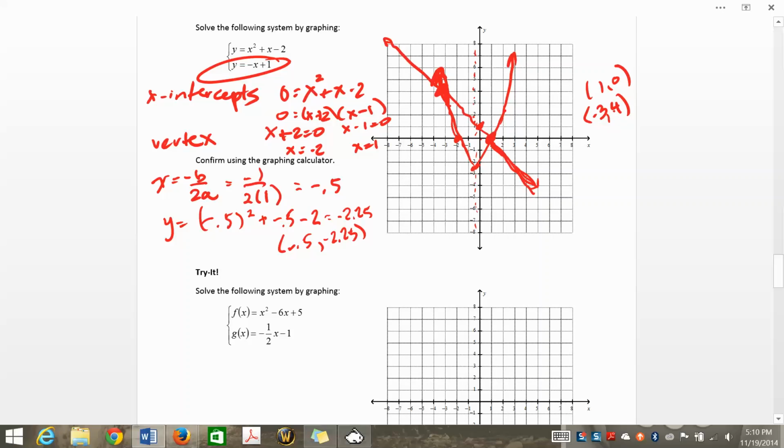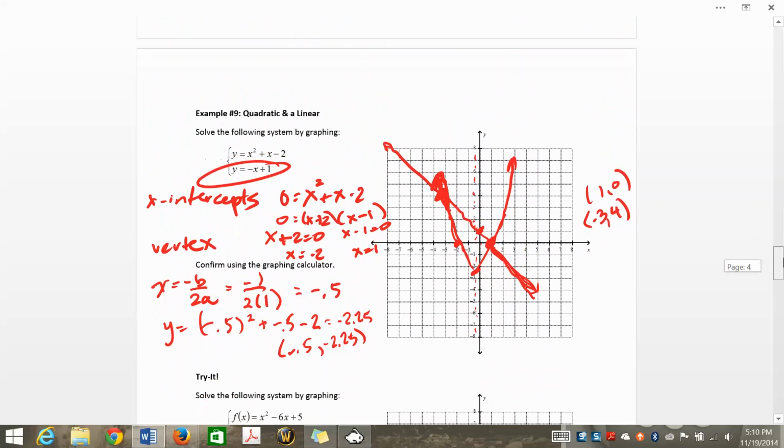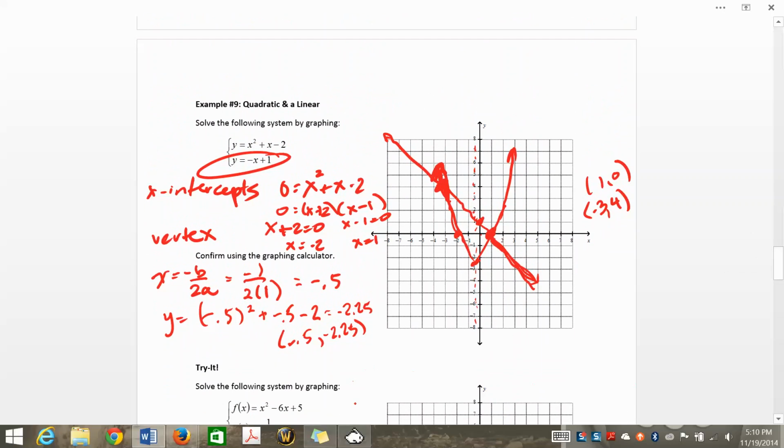I need to do the same thing with the other intersection point. So I can plug in -3 for x, and I should get +4 for y. And if you do that, that will work out, and you're welcome to go through that exercise. But for consistency's sake, let's go ahead and try to graph these on our graphing calculator.